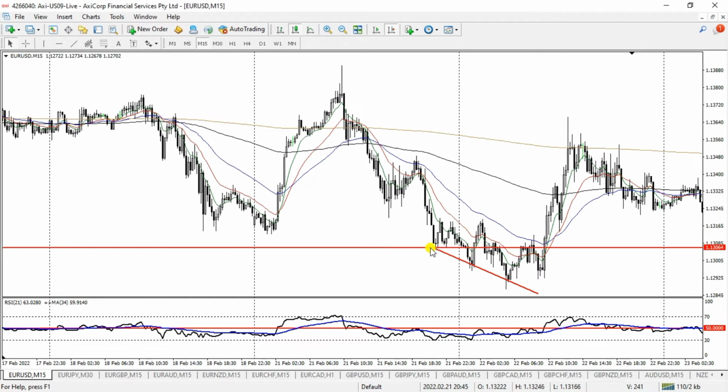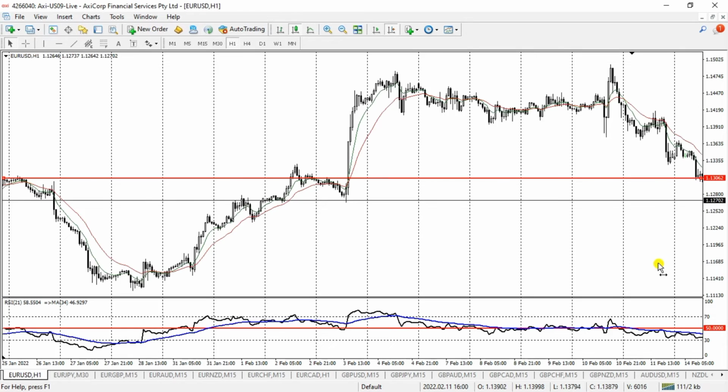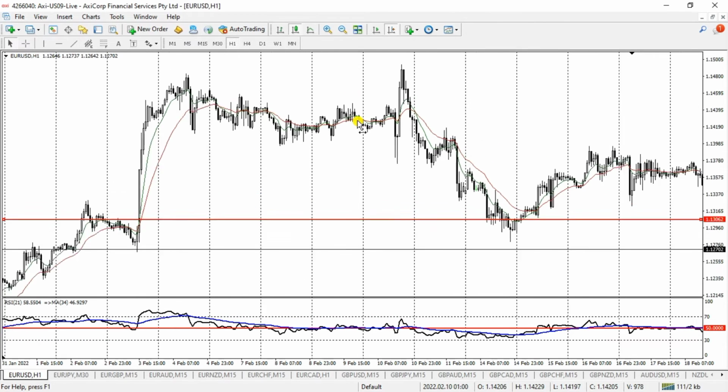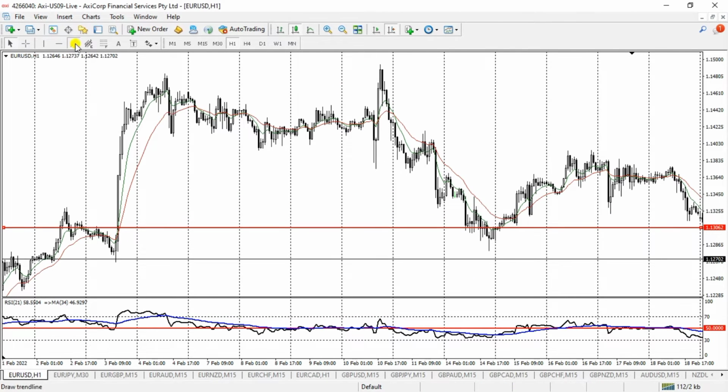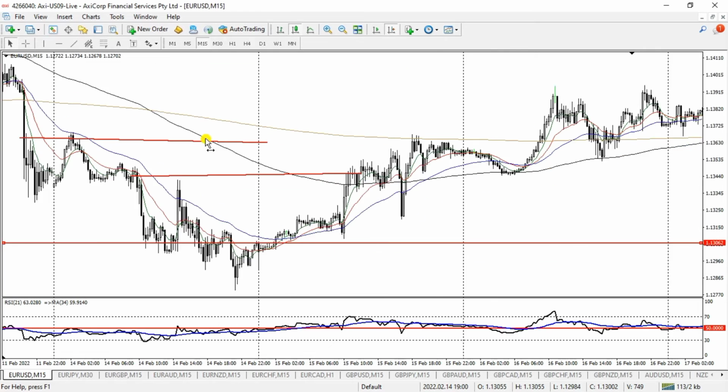Price broke below the previous day's low. On the 1 hour time frame here, guys, the context was clean. Price is creating lower highs, lower highs, lower highs, communicating a bearish market, a bearish dominated market.